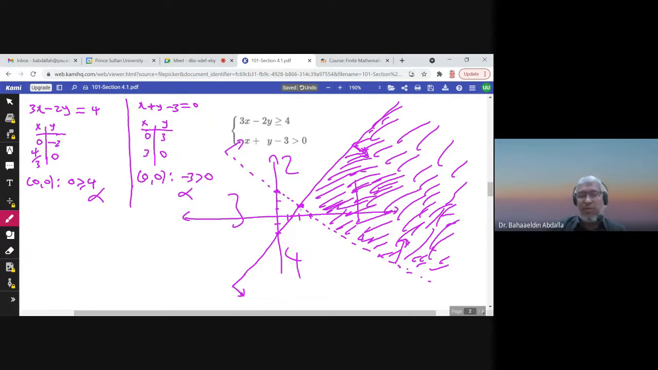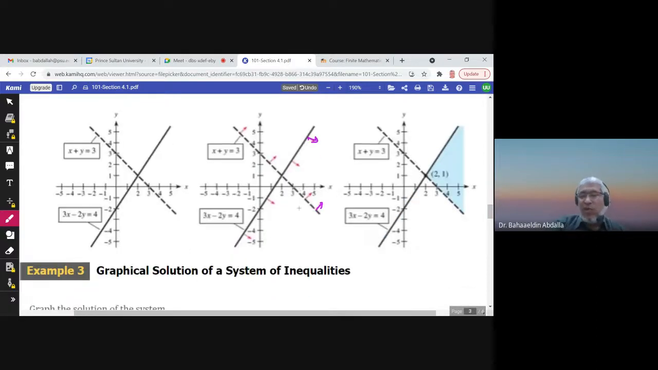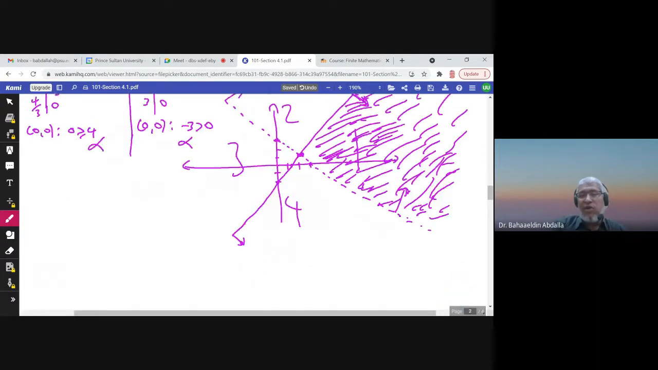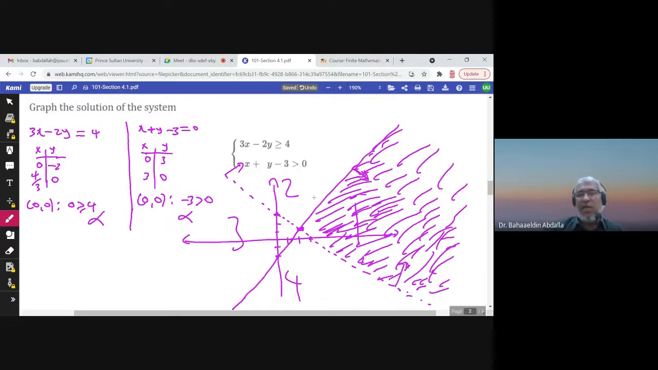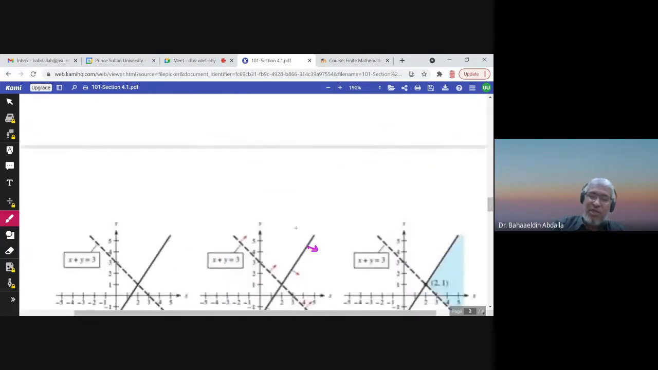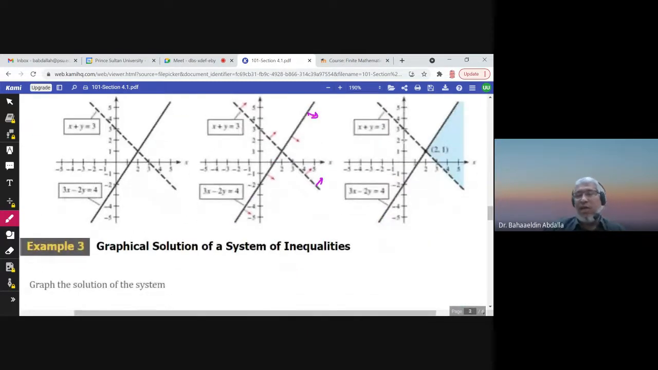But of linear programming. But notice that this point here, which is (2, 1), does not belong to the solution because it does not satisfy the second inequality. Okay, it does not satisfy the second inequality. So (2, 1) is not in the solution. All this line, all the dashed line, is not in the solution of this system.